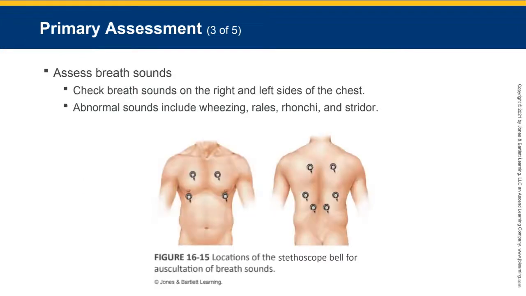Going to now look at assessing the breath sounds. Now we check the breath sounds on both the right and left sides of the chest. Abnormal breath sounds include wheezing, rales, rhonchi, and stridor. And again, at the end of the presentation, we will listen to some of these.